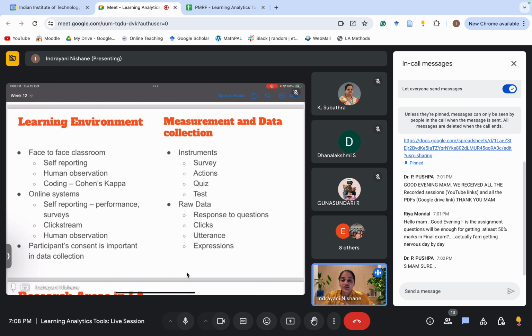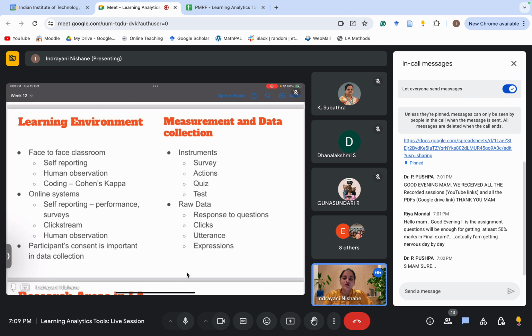So which medium for data collection to use totally depends on your variable of interest, what you are interested in. Whether you are interested in measuring performance, or whether you are interested in measuring their learner engagement or their emotional state. So depending on that, the mode of collection of data can be decided.